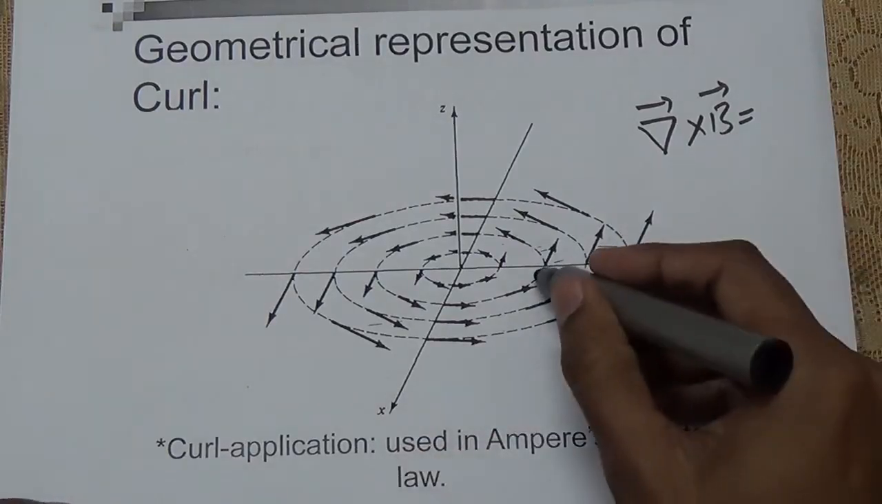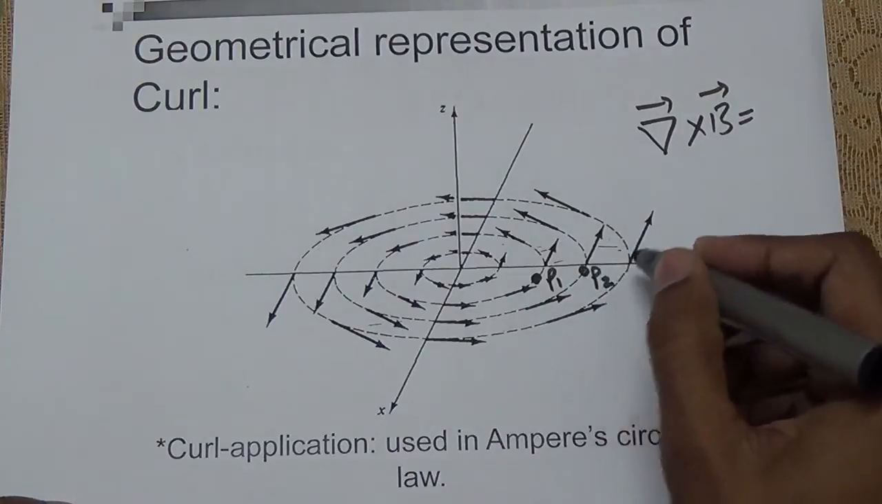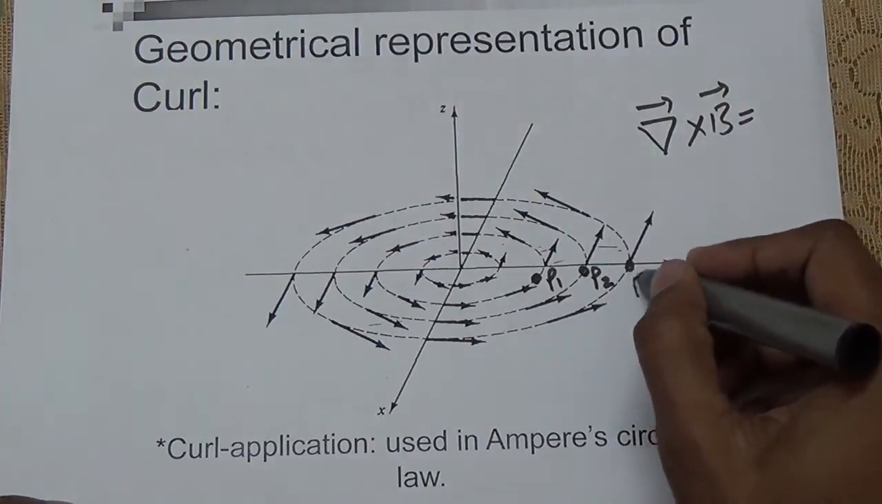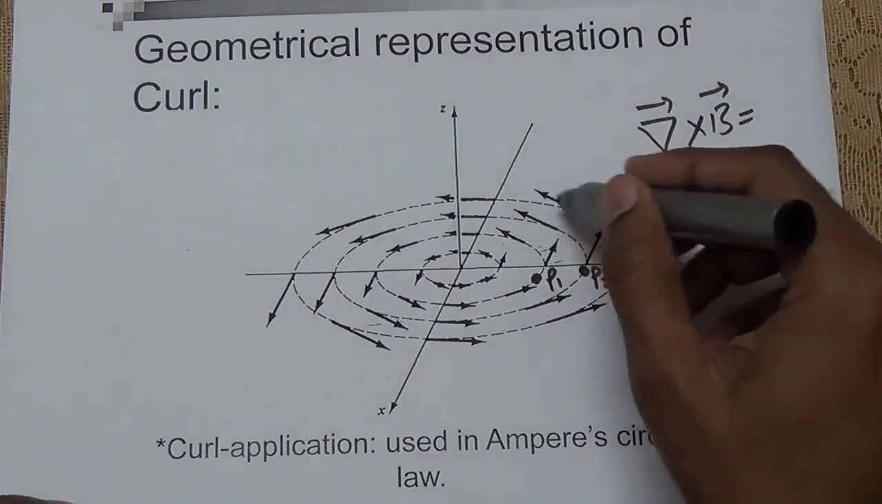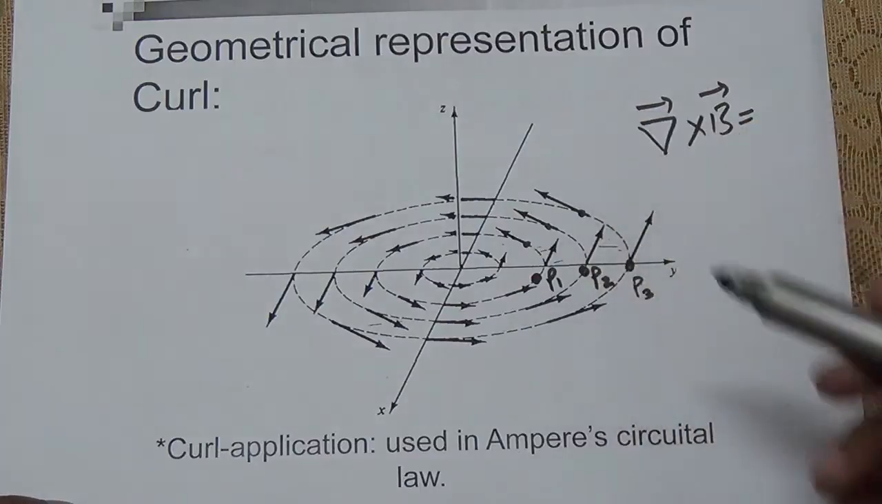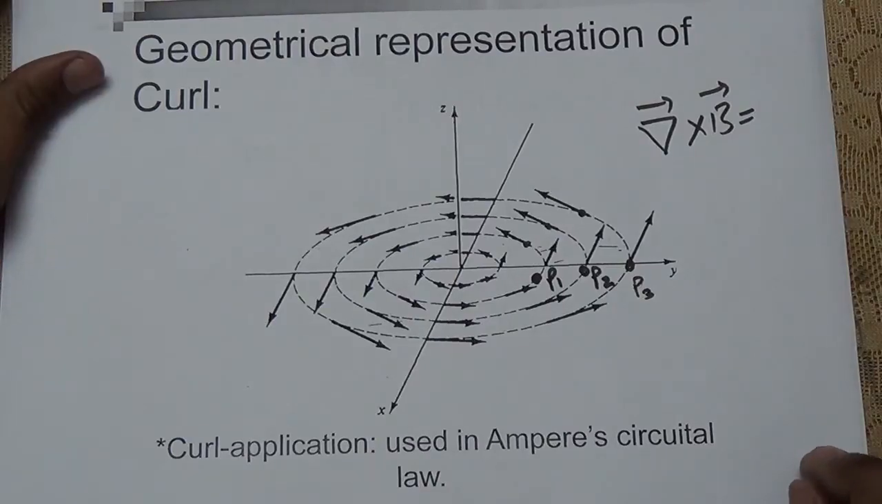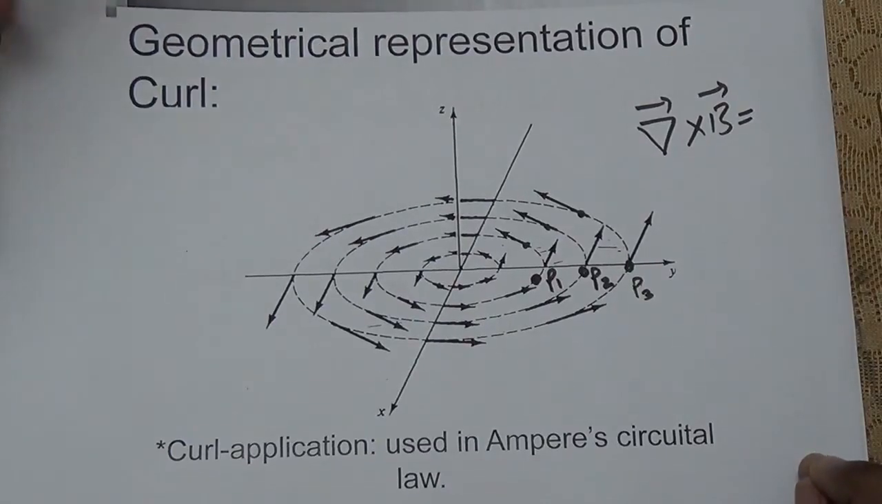We can find out the magnitude at this point P1, we can find out the magnitude and direction at this point, we can find out the magnitude and direction at this particular point, or at any point in the space where we observe that particular field. So from the curl we are just measuring the rate of rotation of that particular field.